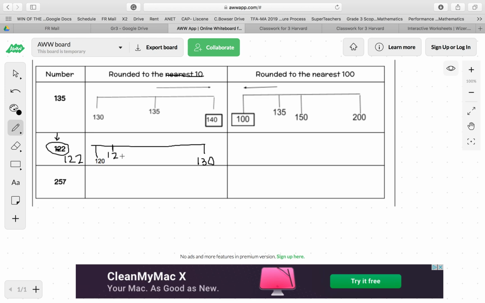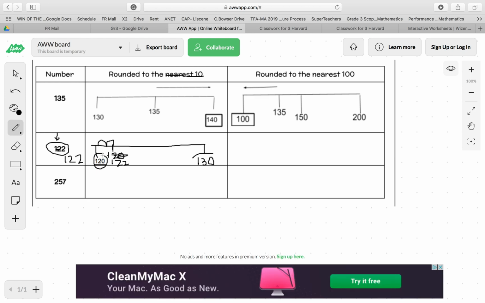So boys and girls, what island, 120 or 130, is that closer to? And if you said 120, you are correct. I'm sorry, I made a mistake. It's right here, 122. It's only 2 jumps away from 120, so it's closer to 120.